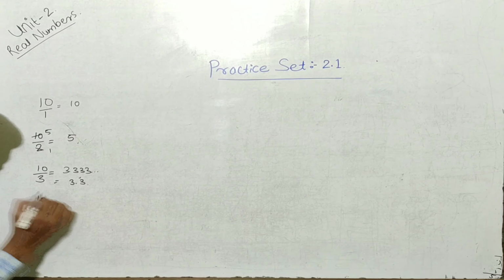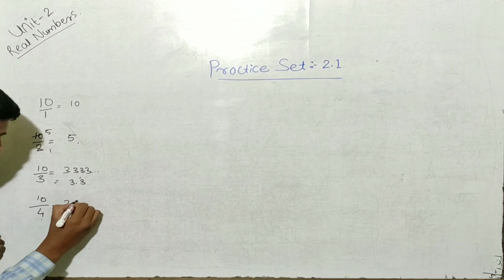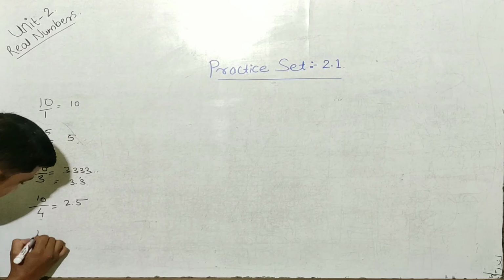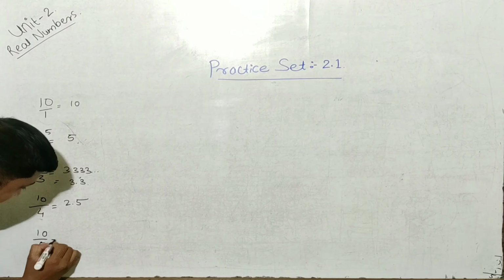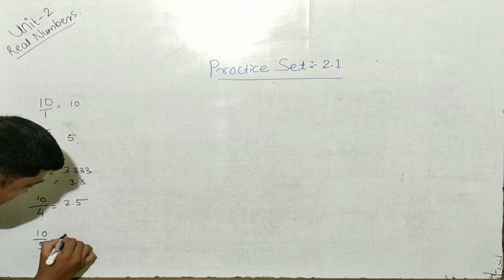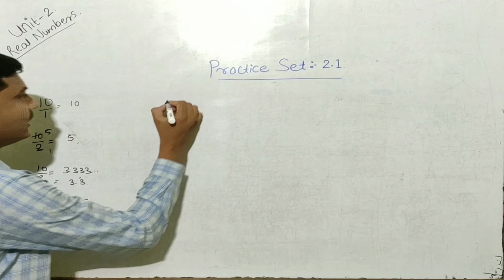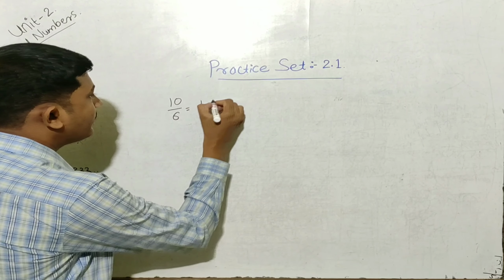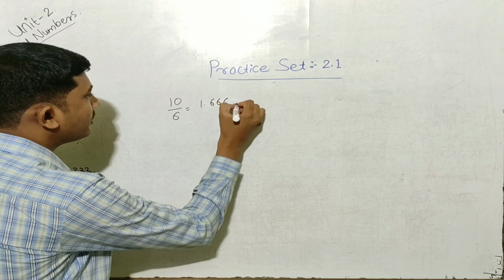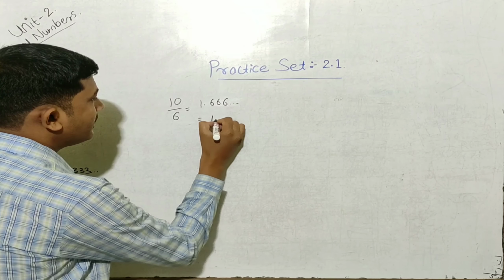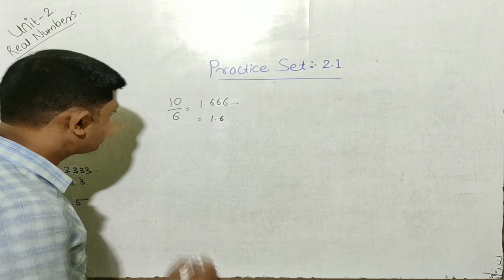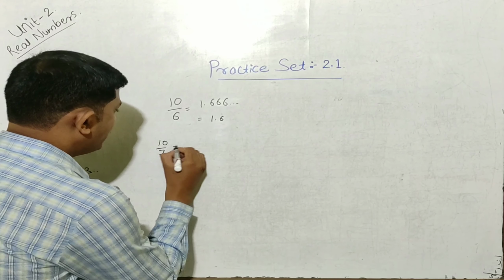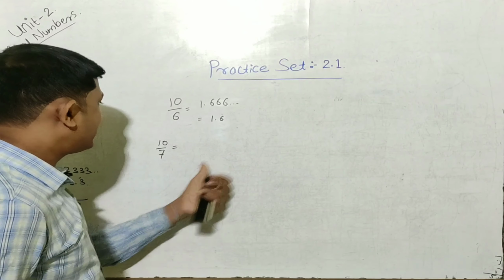10 divided by 4, it will be 2.5. Next, 10 divided by 5, it will be simply 2. 10 divided by 6, it will be 1.666 dot dot dot, which can be given as 1.6 bar. 10 divided by 7. Now we have to do the division of this number.